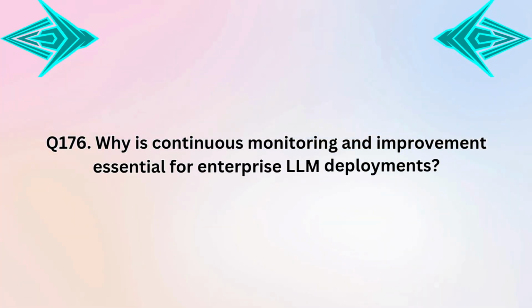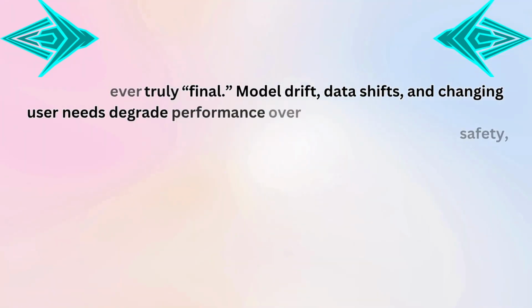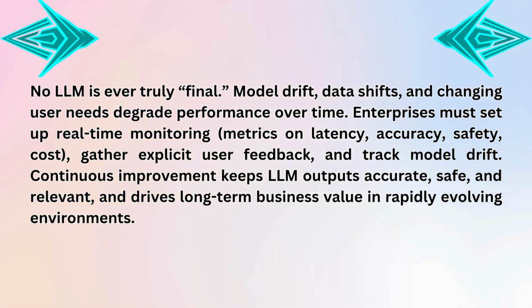Why is continuous monitoring and improvement essential for enterprise LLM deployments? No LLM is ever truly final. Model drift, data shifts, and changing user needs degrade performance over time. Enterprises must set up real-time monitoring, like metrics on latency, accuracy, safety, cost. Gather explicit user feedback and track model drift. Continuous improvement keeps LLM outputs accurate, safe, and relevant, and drives long-term business value in rapidly evolving environments.